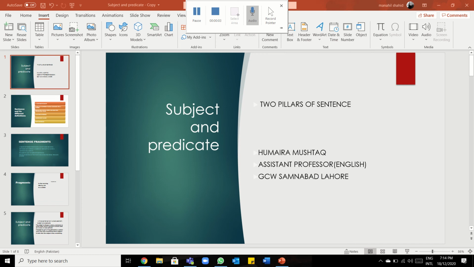Students, as you know, a sentence has many fragments, many elements, many units. Now I am using several terms which are helpful to understand the making of the sentence in English grammar. We are going to discuss the two pillars of the sentence, which are very important to understand the main grammatical structure of the sentence, that is subject and predicate.